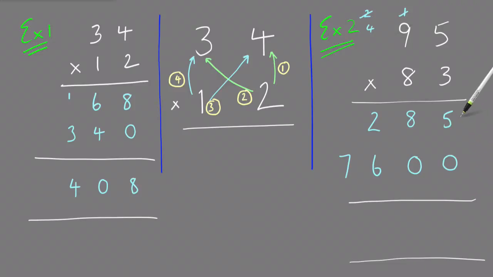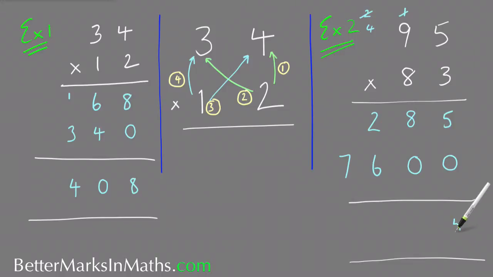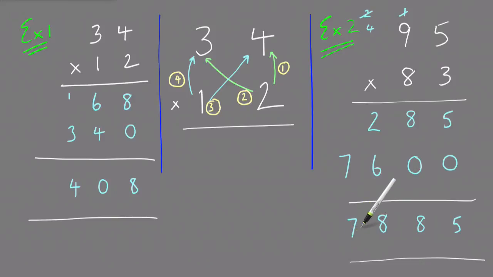And now I just have to add these numbers together, and 5 plus 0 is 5, 8 plus 0 is 8, 2 plus 6 is 8, and there's a 7 there. So that's how you multiply two-digit numbers together. When you get carries from adding these numbers together, the best spot to put them is in here. And if there's no room, just put them just above this line.